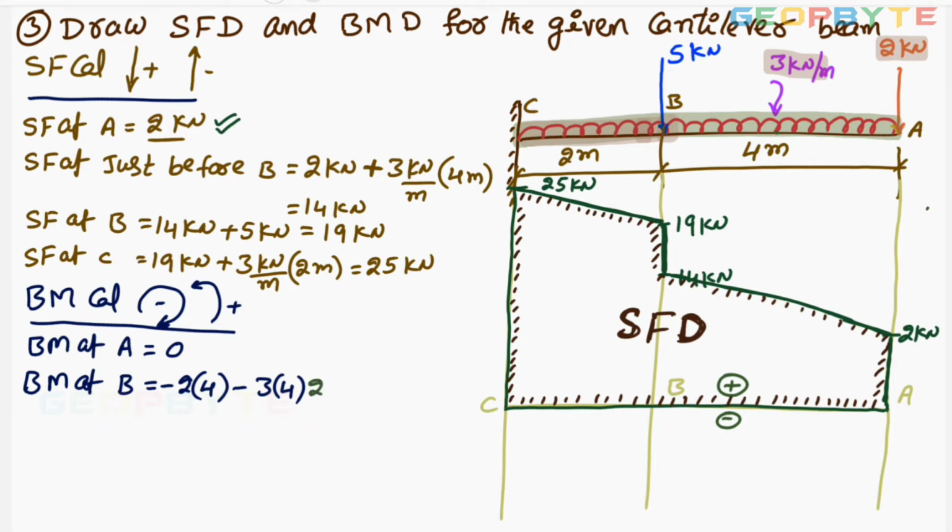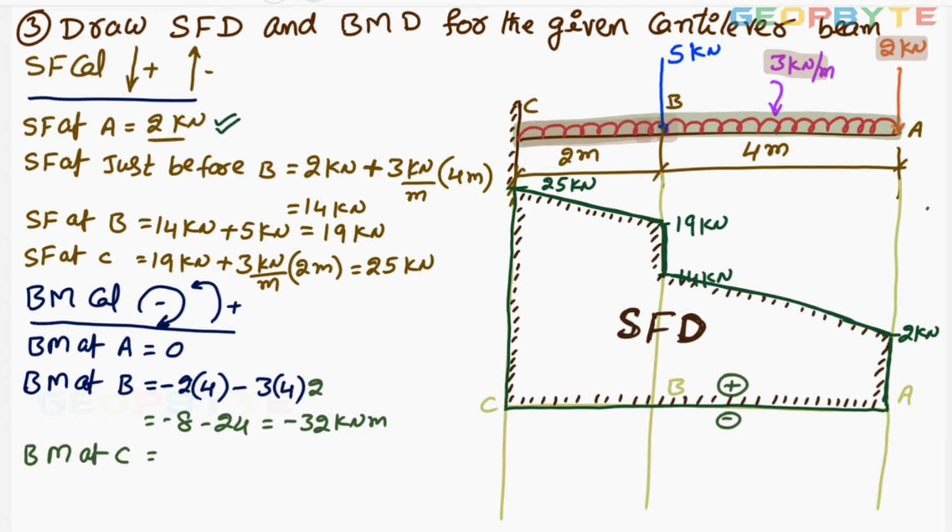You simplify this value: it is equal to minus 8 minus 24. This is equal to minus 32 kilonewton meter. That is the bending moment at B. Similarly, the bending moment at C, the bending moment at the fixed end C.